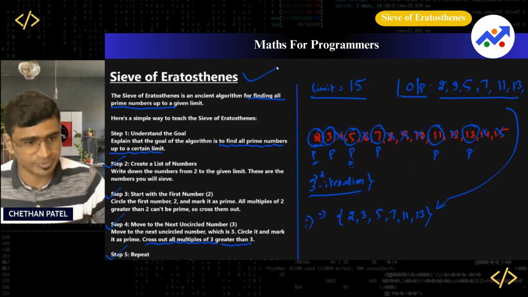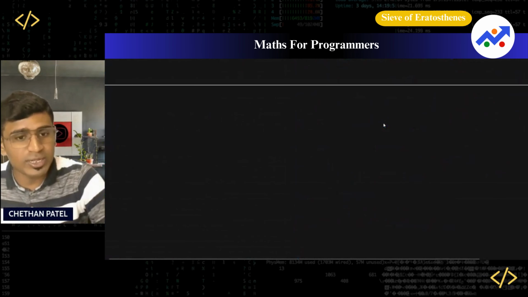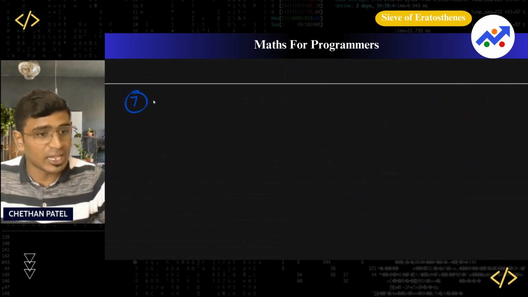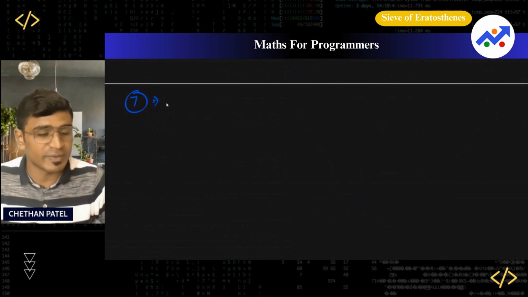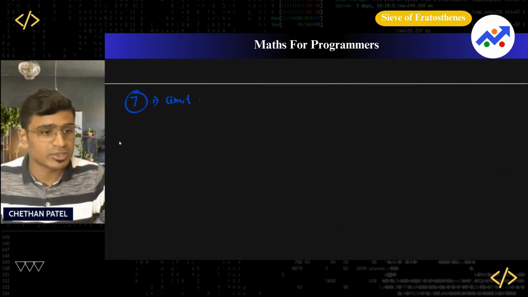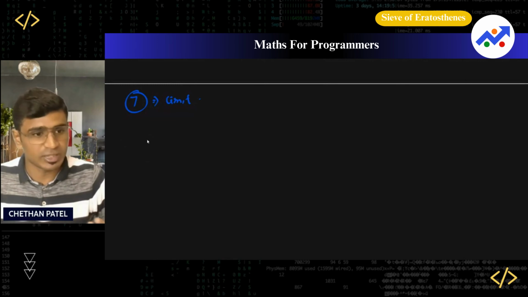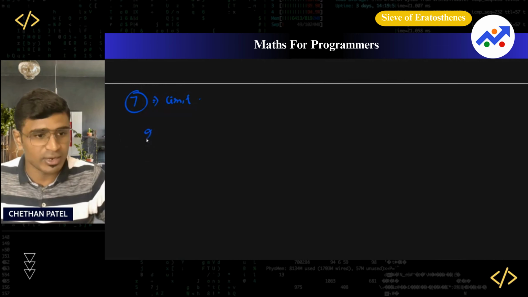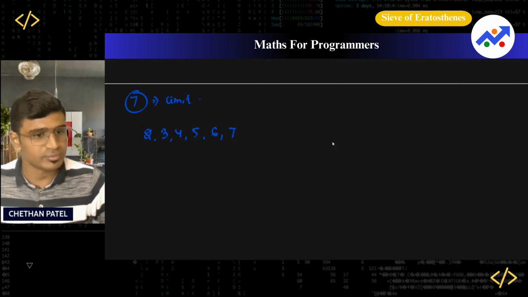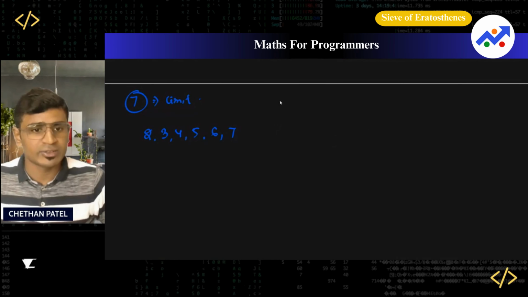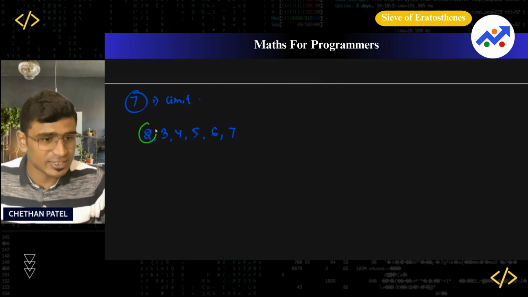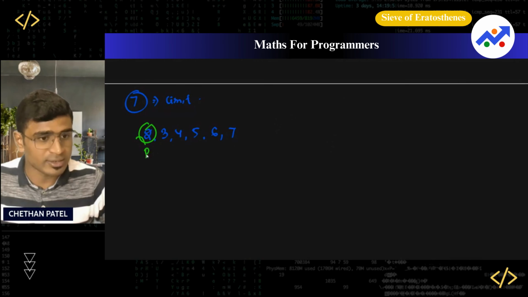To understand it more clearly, let's go with 7 now. We need to identify all the prime numbers up to the given limit, which is 7. How can we do it? First, we write the numbers from 2 to 7: 2, 3, 4, 5, 6, 7. Now first we circle the first number and mark it as prime.